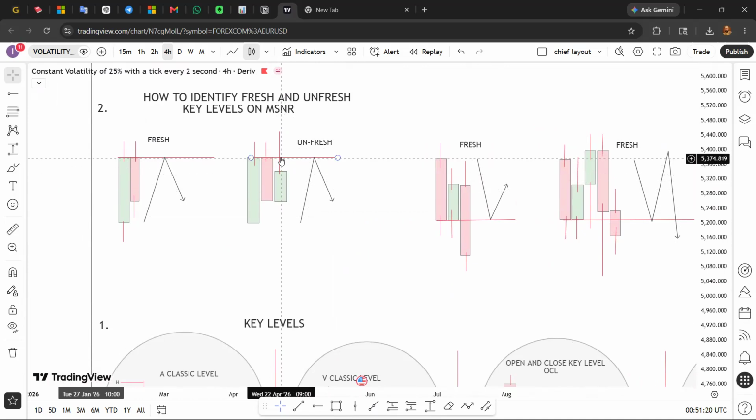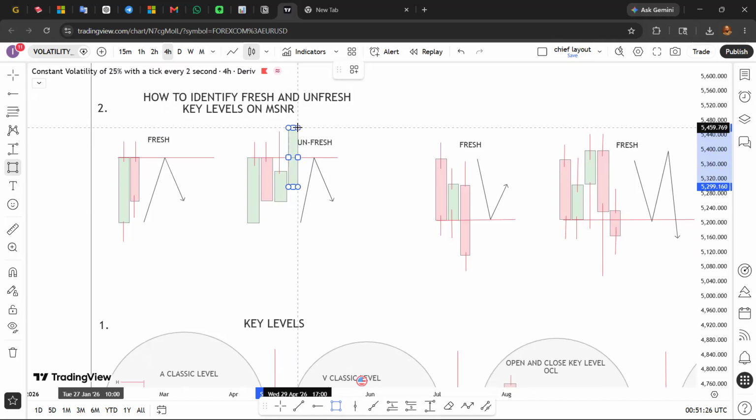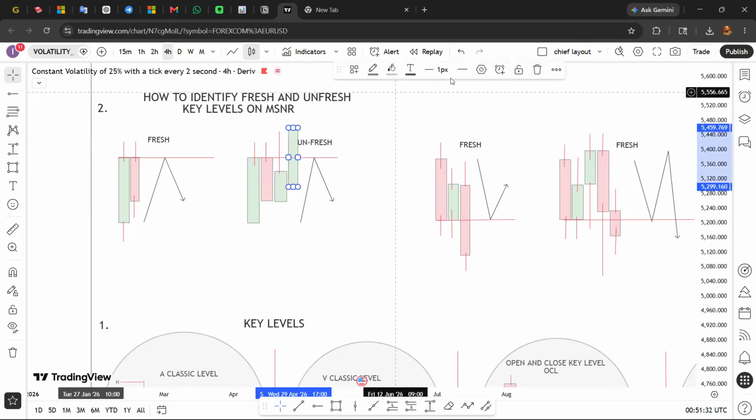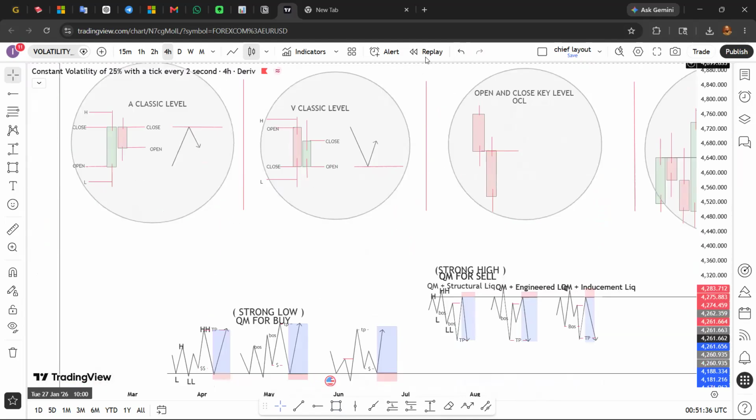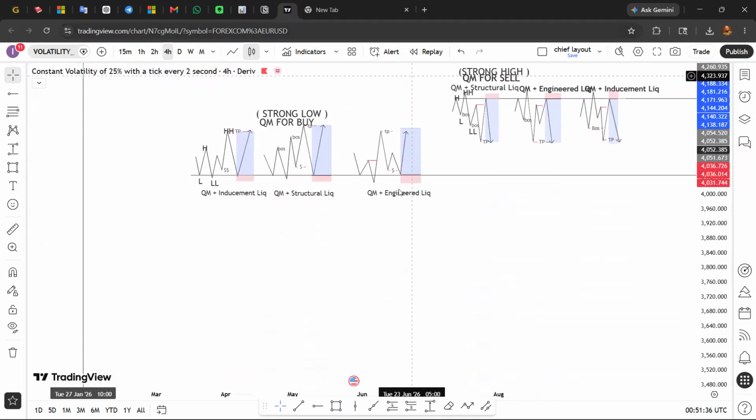And for this level to become fresh, we need a bullish or any candle, be it bearish or bullish, to close with a body in that zone. Then it means that this zone is still fresh for us to use again. So let's go to the live market and use one or two examples.